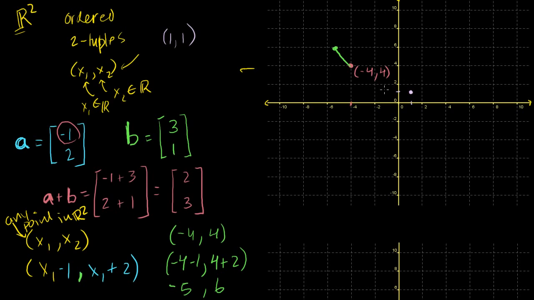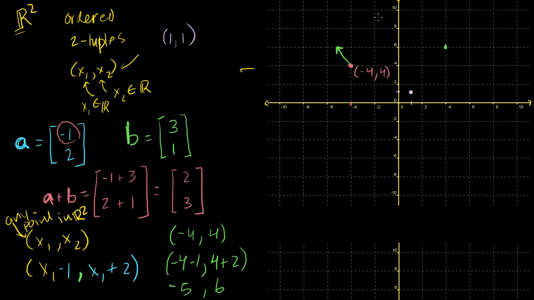Actually, let me do it a little bit better, because minus 5, comma 6 is right there. So I draw my vector like that. But remember, this point minus 4, comma 4 was an arbitrary place to draw my vector. I could have started at this point here. I could have started at the point 4, comma 6 and done the same thing.